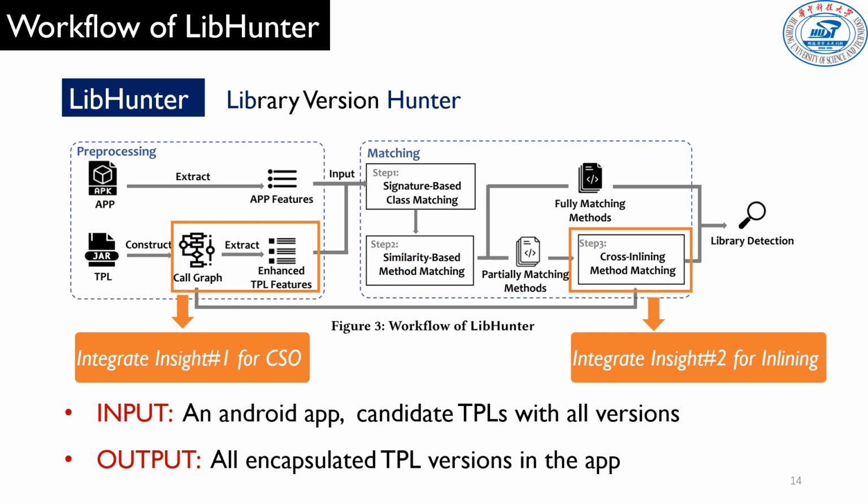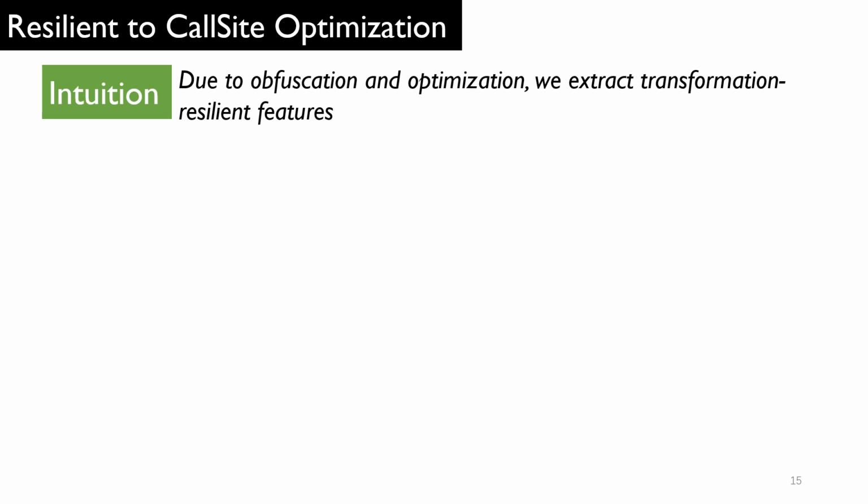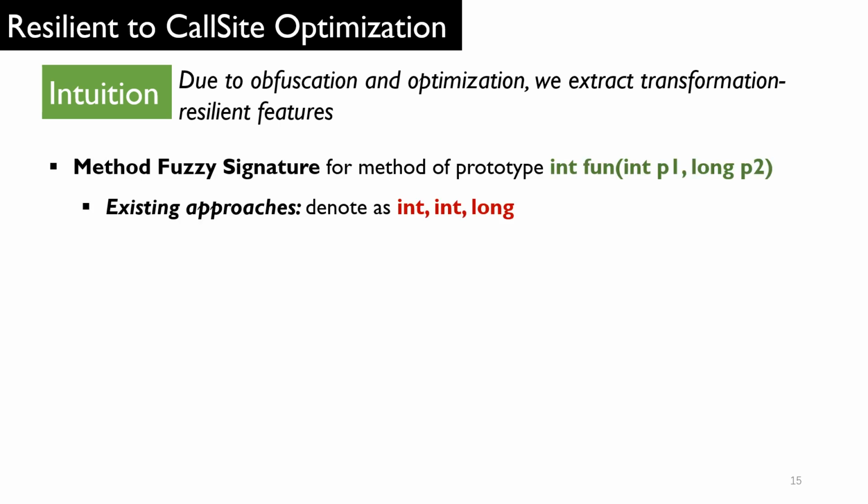Due to time limit, we mainly explain how we integrate the two insights. To tackle challenges from code obfuscation and optimization, we employ transformation-resilient features through a method fuzzy signature. For example, suppose there is a method with the prototype fun int p1 long p2. Existing methods represent its fuzzy signature as int long.